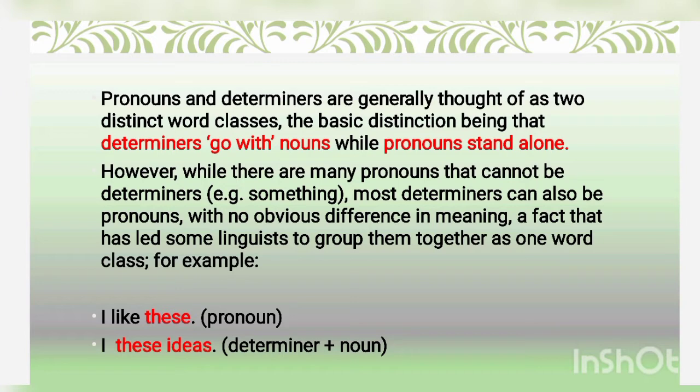For example, I like this. This here is a pronoun. And the second example is I like this idea. This idea here is determiner plus noun, with this as the determiner. Okay guys, that's all the definition of pronouns and determiners, also their kinds.